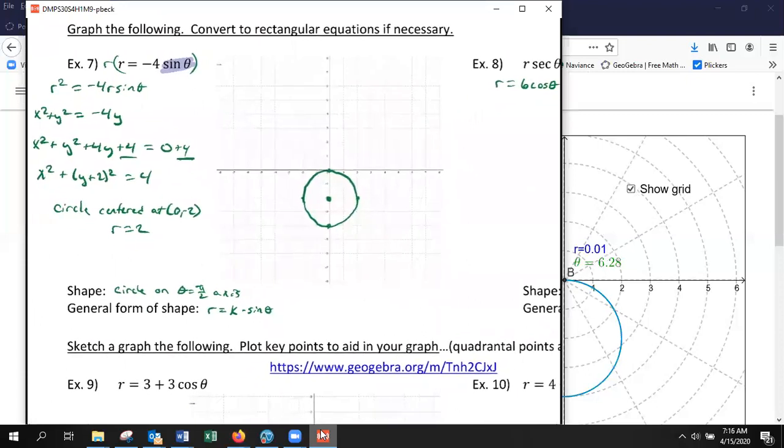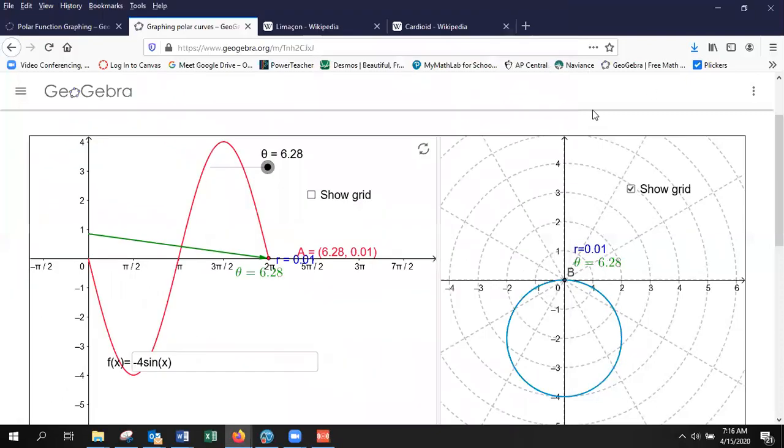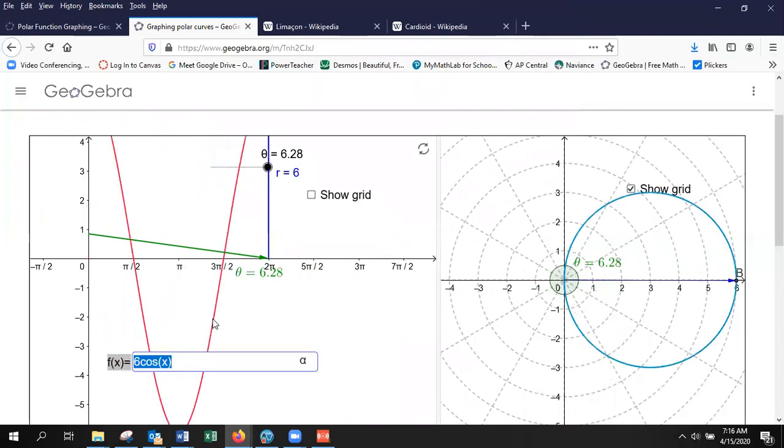Here's a graph that I created and worked on. So there's our shape. If we go into GeoGebra one final time, let's take a look at the graph of 6 cosine of theta. This time we are on the polar axis. So we are on the polar axis due to the fact that we have cosine of theta.